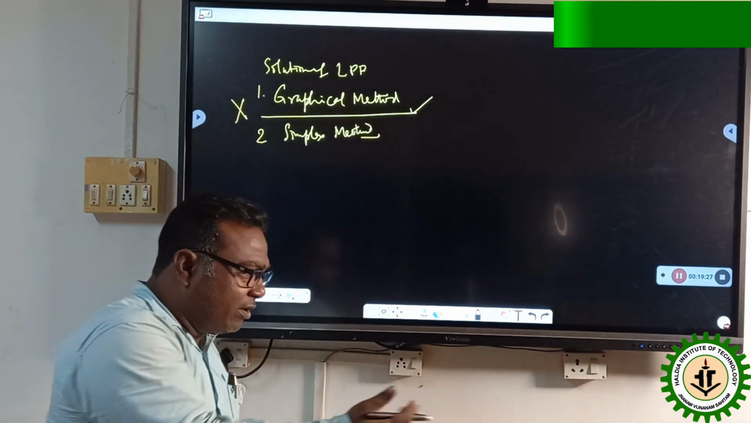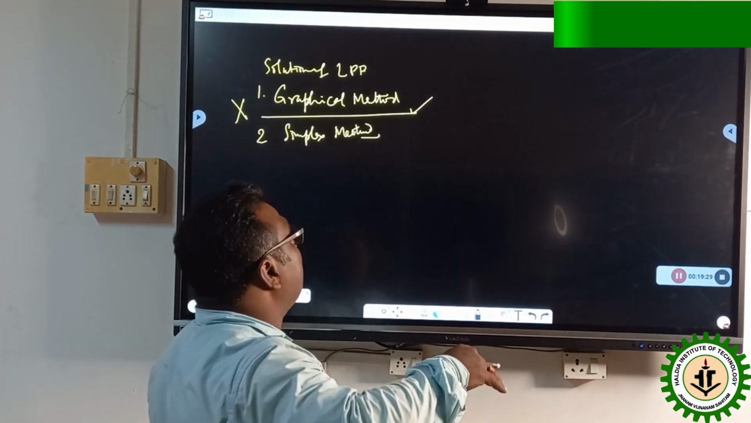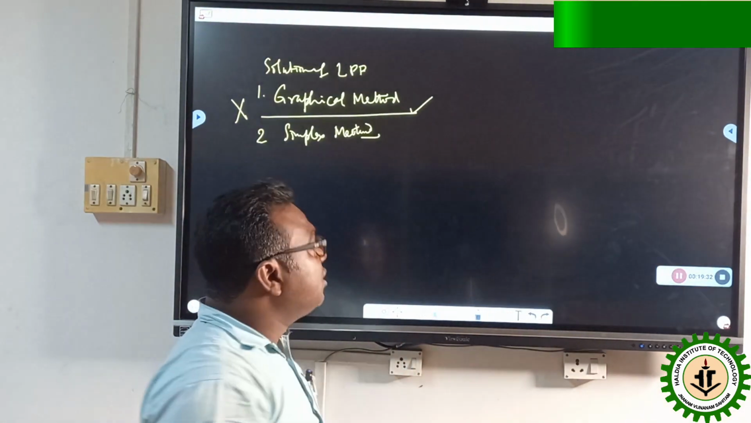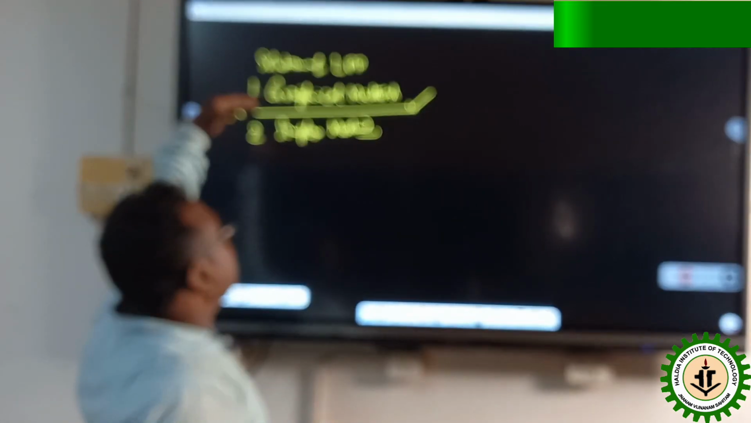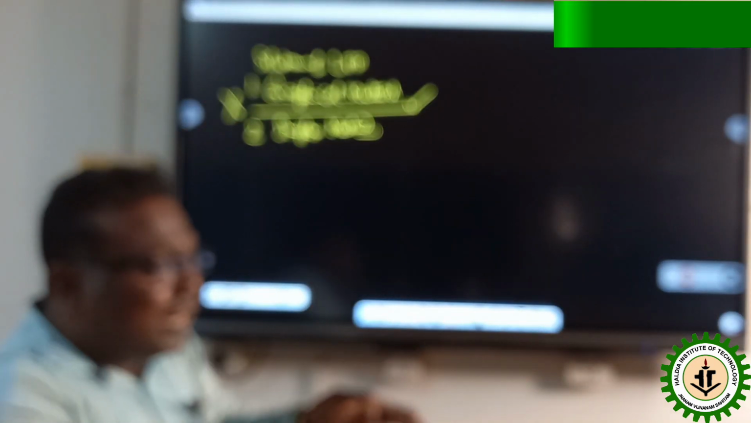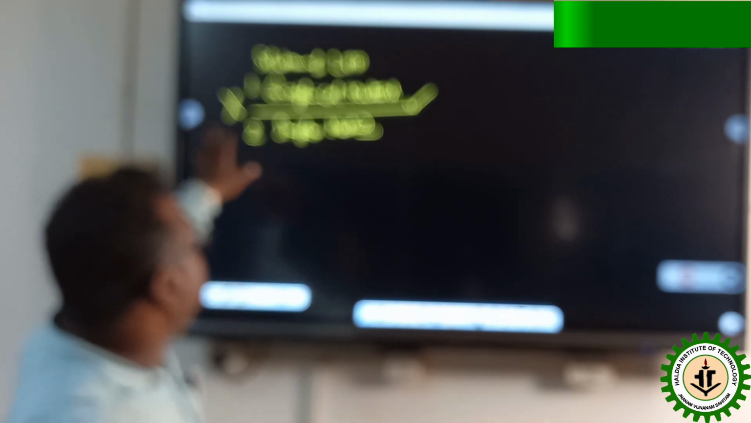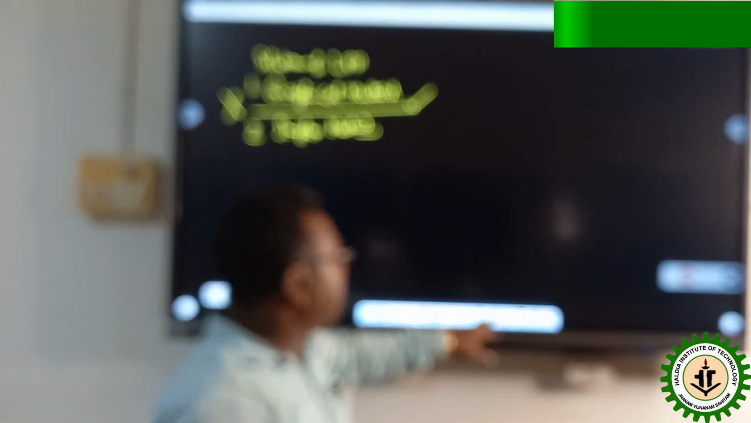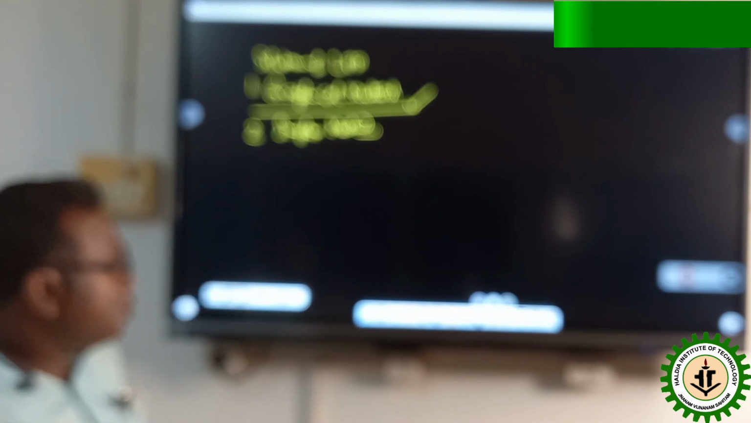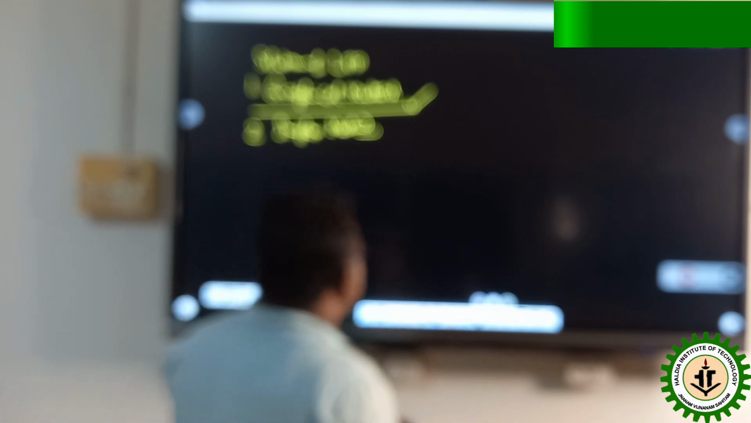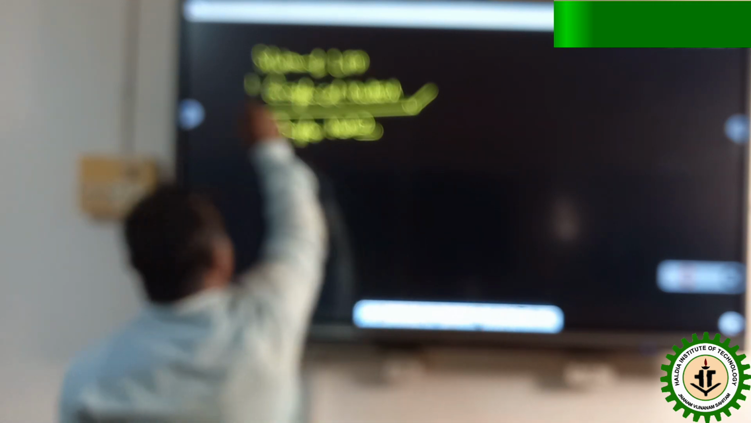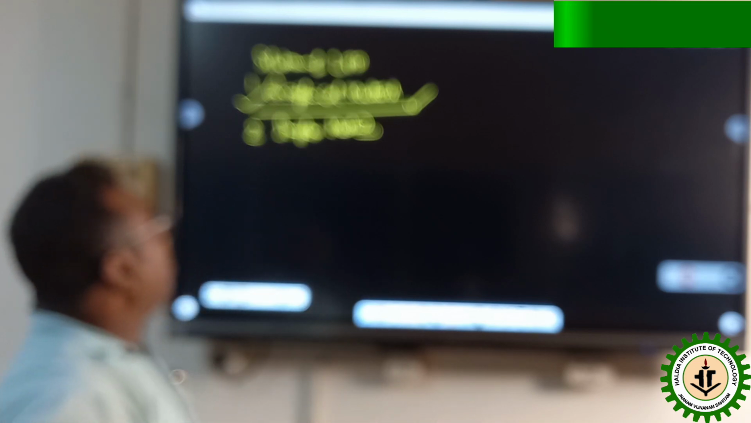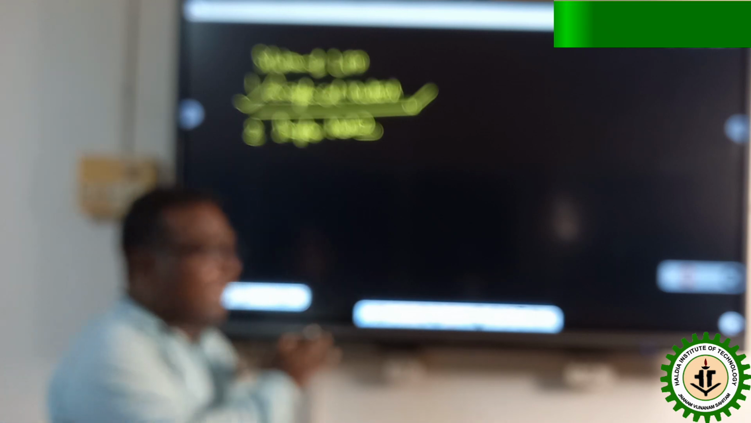But in most real-life cases, we have problems which contain only 2 variables. And obviously the graphical method and the simplex method are related regarding the solutions. So that's why we are going for the graphical method first, and then we will learn the simplex method. But today we are emphasizing the graphical method. So initially for the graphical method, we are choosing one problem and then we will discuss.